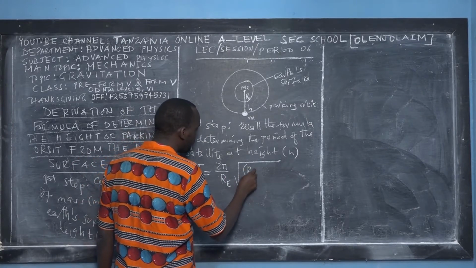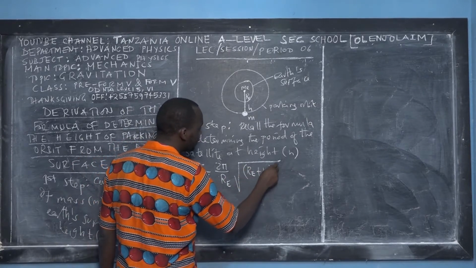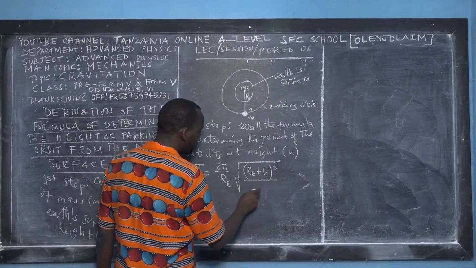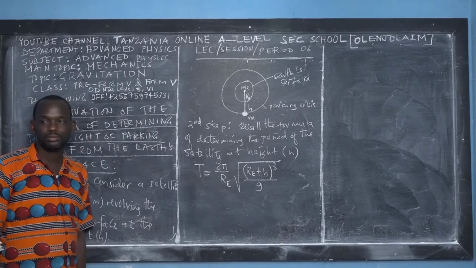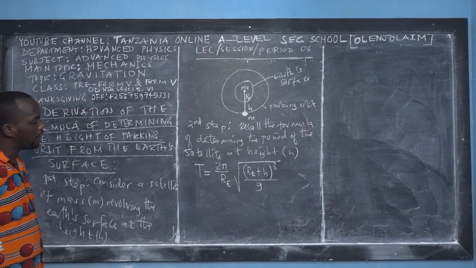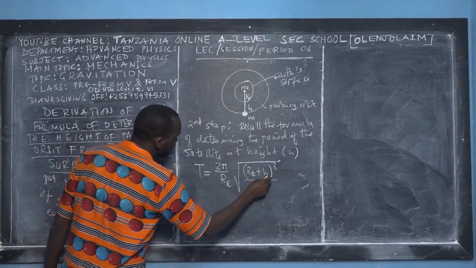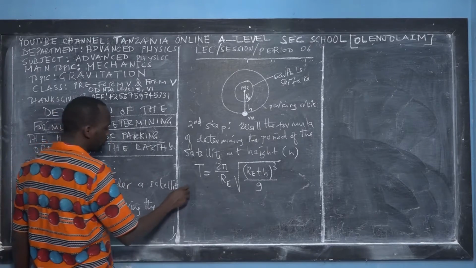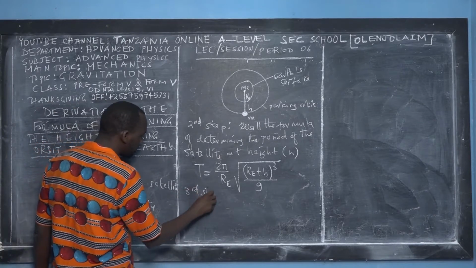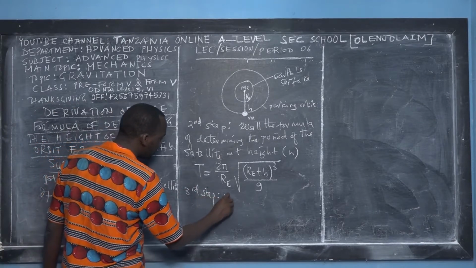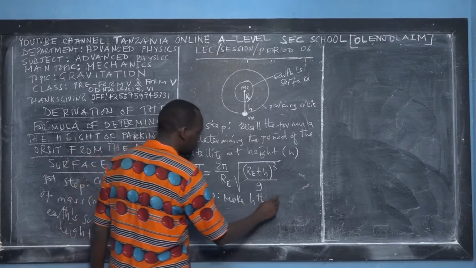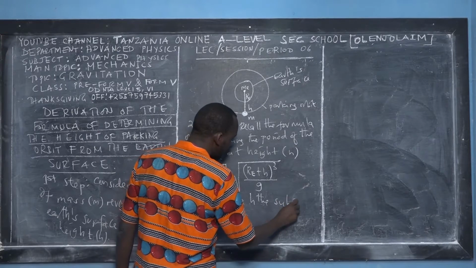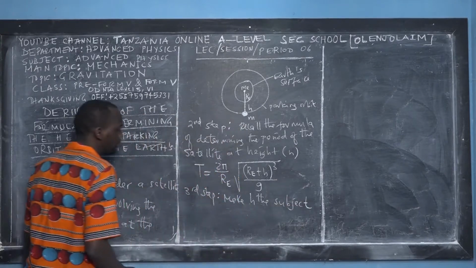Summations of the radius of the Earth plus the height, cubed, over the acceleration due to gravity g. So our main goal is to make h the subject. We go for the steady state, where we make h the subject from this formula.